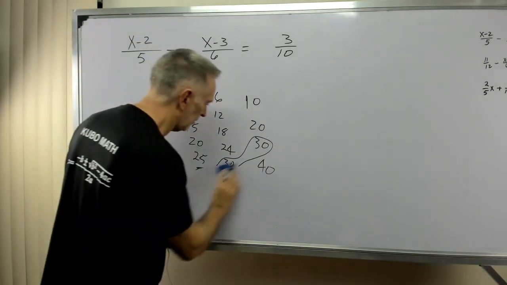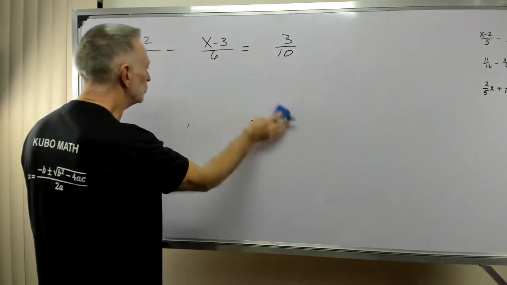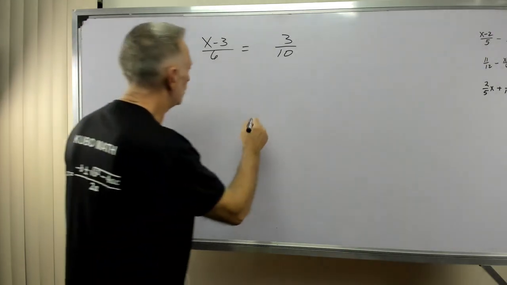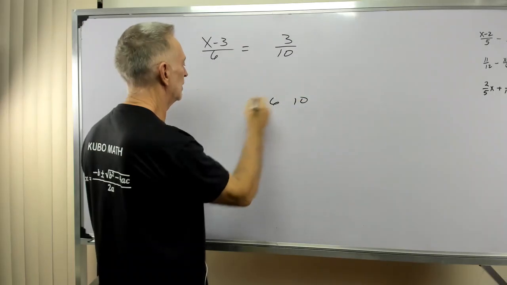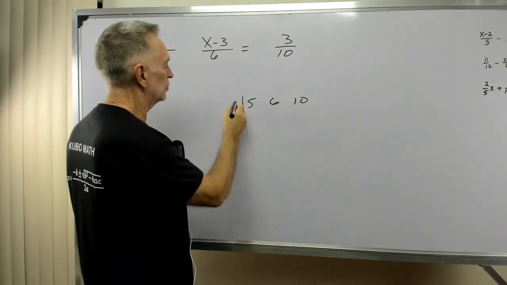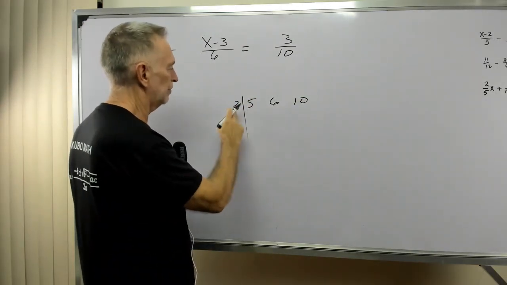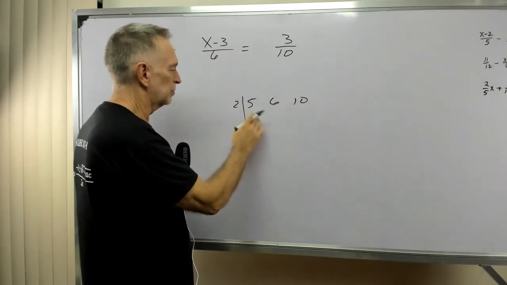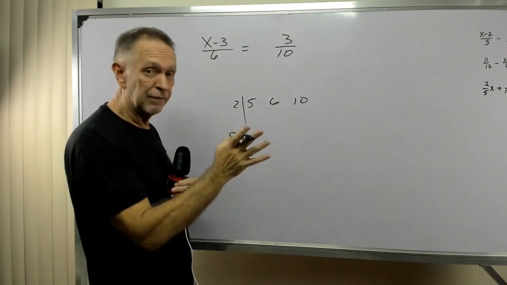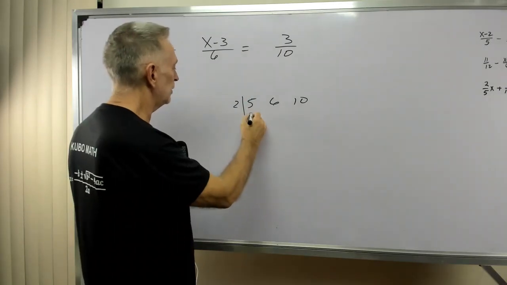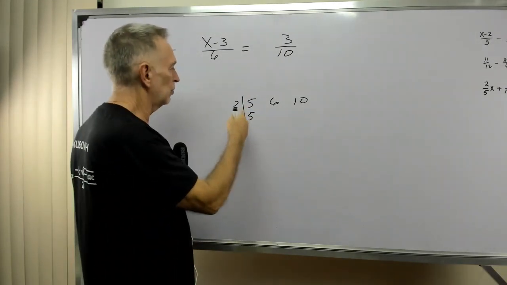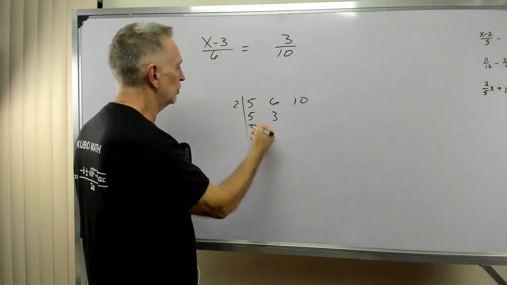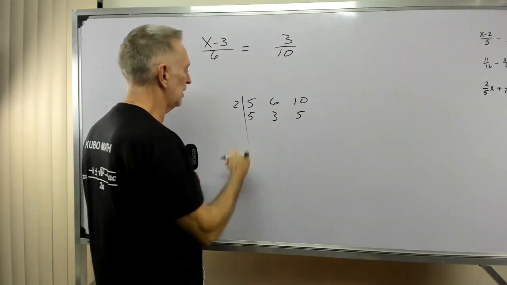Okay, but now you have different tools. Okay, you have, let's see, 5, 6, 10. All right, let's just start with 2. We're going to divide each of these numbers by 2 if it will divide evenly. If not, we just bring it down. Like the 2 won't go into 5 evenly, so we'll bring it down. 3 times 2 is 6. 5 times 2 is 10.